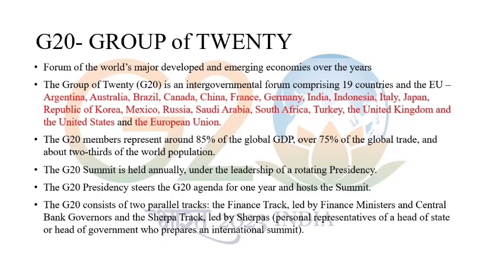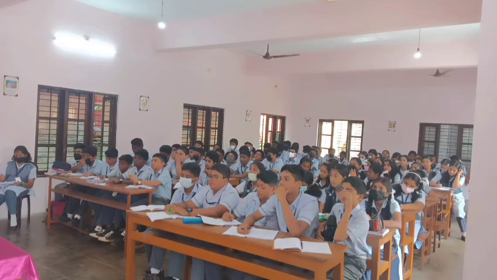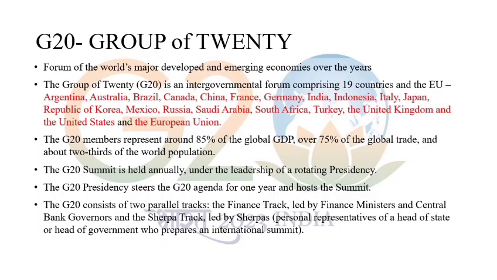Global GDP is the value of all the goods and services produced across the globe in a year. Interestingly, G20 member countries represent around 85% of the global GDP, and over 75% of global trade passes through these countries. They also represent about two-thirds of the world population. We can see here that the most populous countries, China, India, the United States and Indonesia, are a part of the G20 countries. The G20 summit is held annually under a rotating presidency.